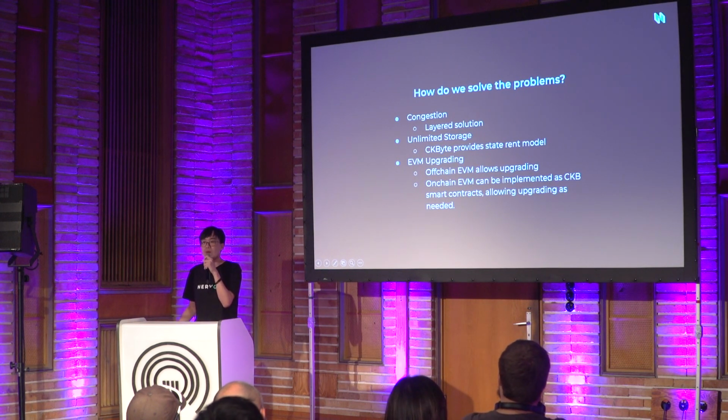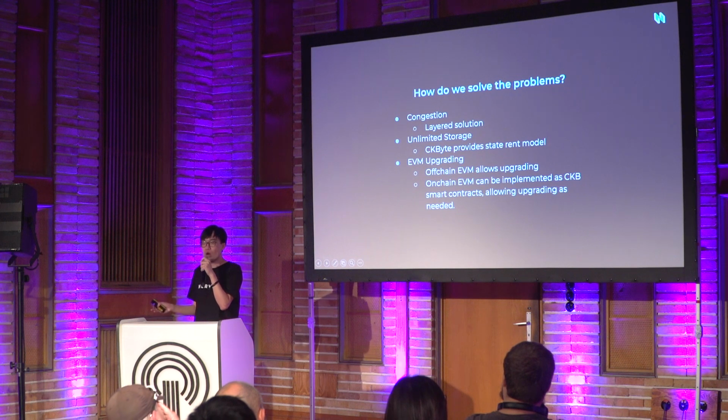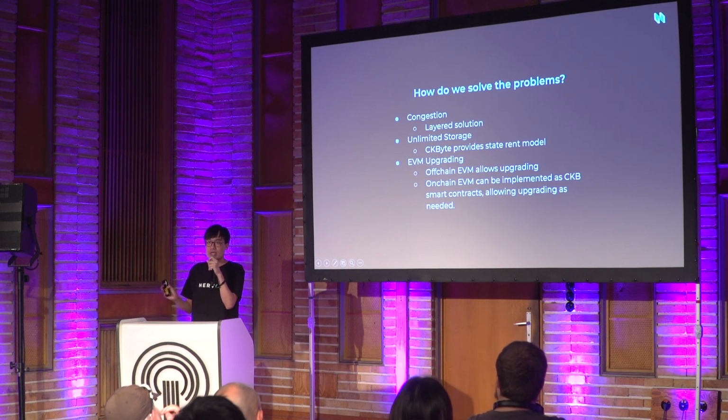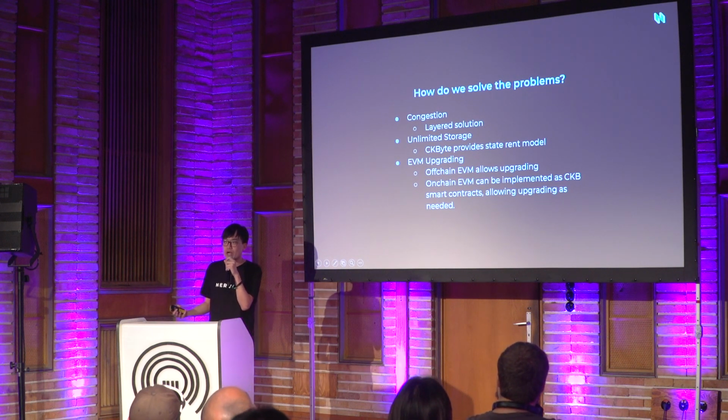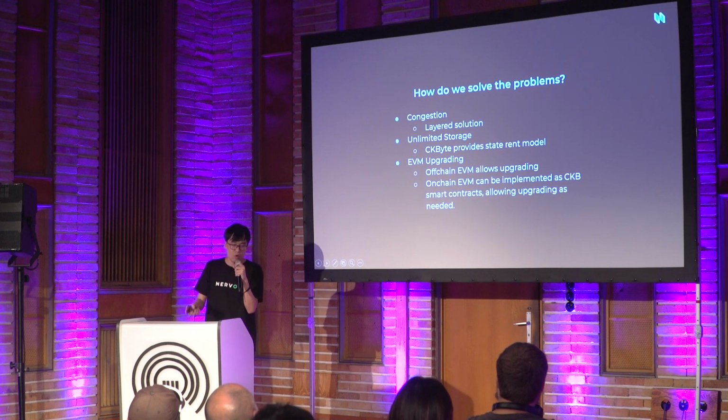The second thing is that we're solving this limited storage problem by introducing a state rent model for Ethereum. Everyone, no matter whether they are creating the contract or using the contract, has to pay for the storage. And with CKB's unique economic model, we can ensure that if you just leave some tokens in a cell that is unused, the value in the cell will eventually be devalued. This is ensured by CKB's economic model.